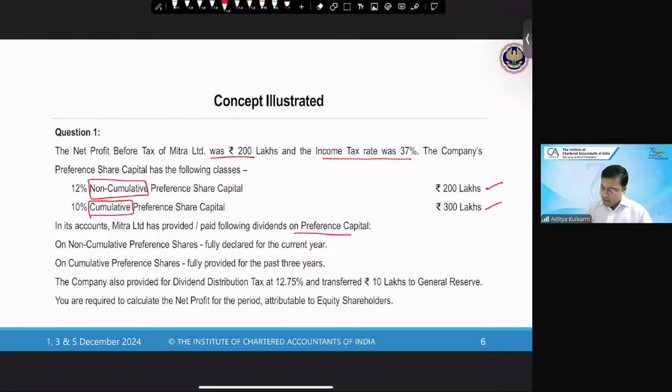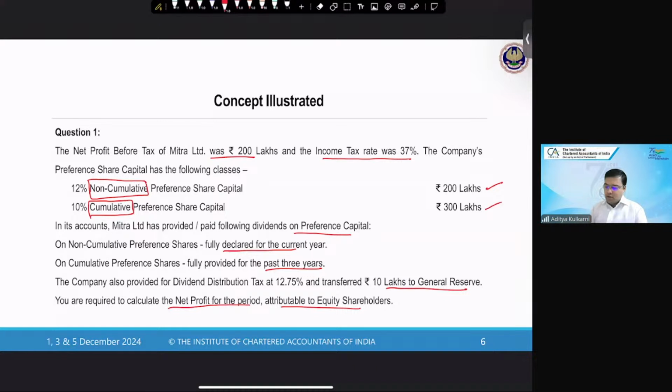On non-cumulative, it is fully declared for the current year. On cumulative preference shares, it is fully provided for the past 3 years. The company also provided for the dividend distribution tax at 12.75% and transferred 10 lakhs to general reserve. Calculate the net profit for the period attributable to the equity shareholders.